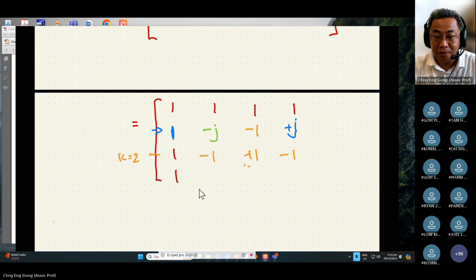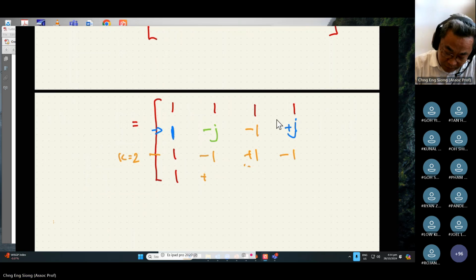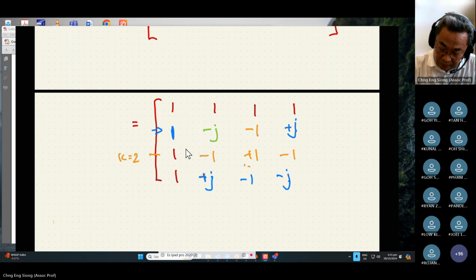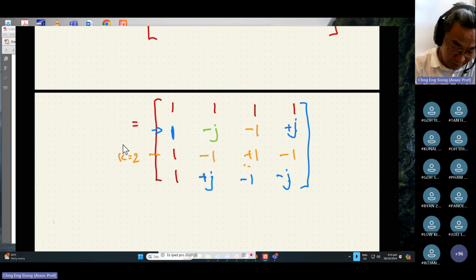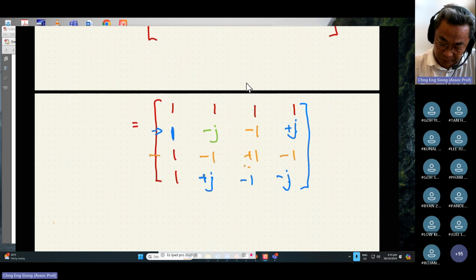What about the last row? The last row, so this guy is taking 90 degrees. So it's one step. This guy is taking 2 steps. This guy, the last row, is taking 3 steps. So it's 1 plus j. Then what do you think happened? It takes 3 steps again. So it will become minus 1 minus j. So this is how you draw the W matrix. And once you have drawn the W matrix, then you are going to put the elements 2003 here.